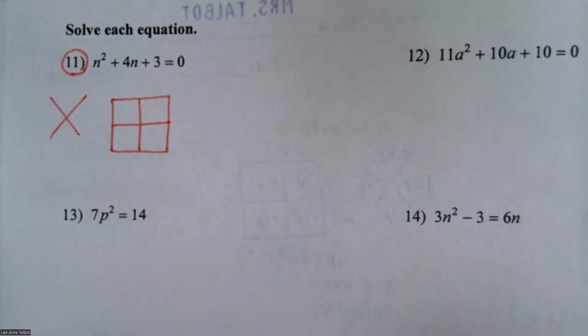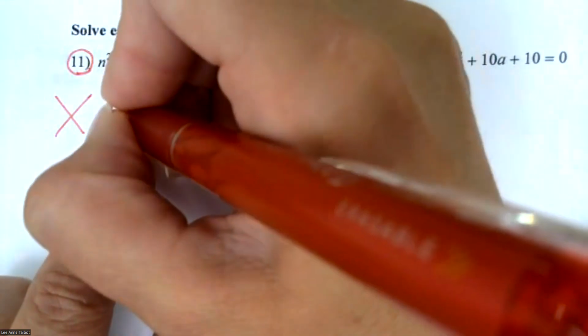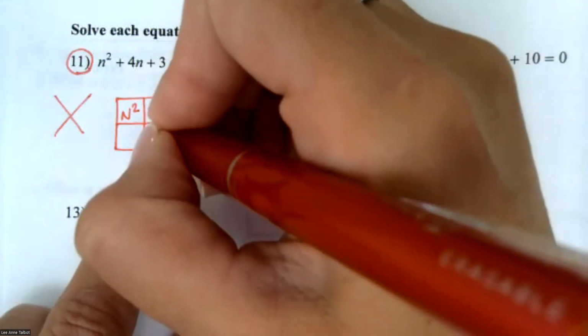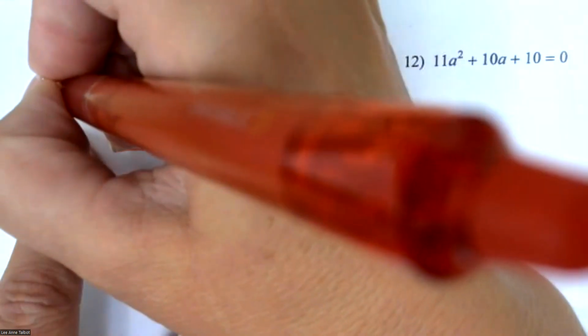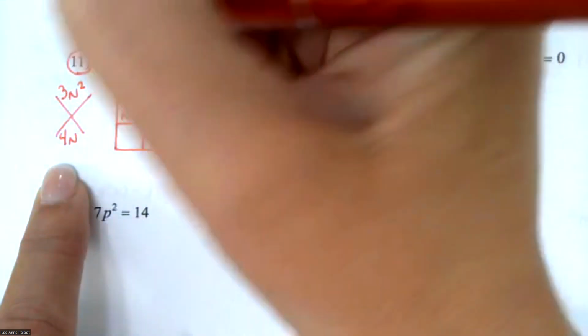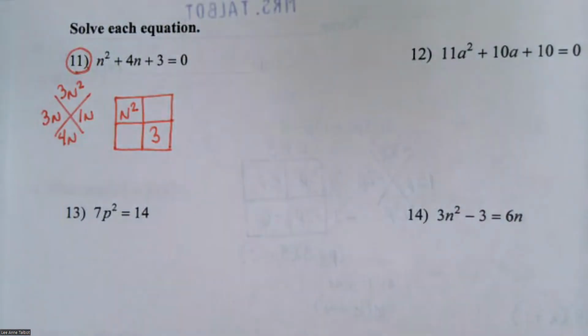And what goes in the first box, guys? N squared, gorgeous, beautiful job. What goes in the last box? 3. What goes on the top of the diamond? You're on fire. It's awesome. Bottom of the diamond, or Ed. This is one of those pesky ones where you have to remember the times 1 thing. So this would be 3n and 1n.